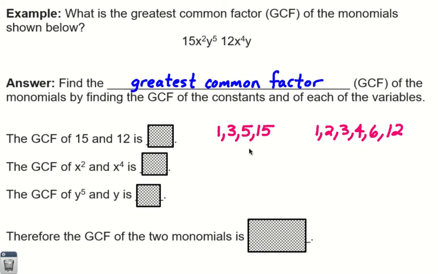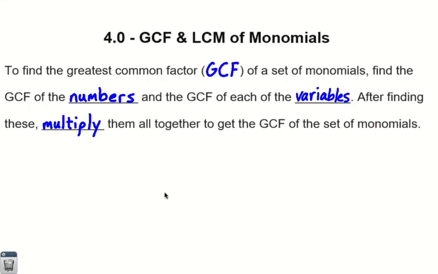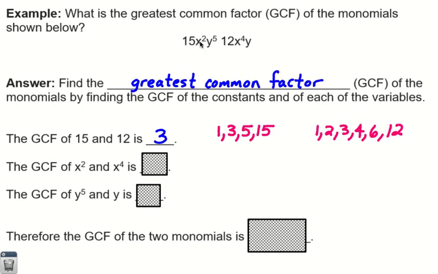If you compare these two lists, the greatest common factor, the biggest one that they both have, is really just 3. 15 and 12 both have a factor of 3, and it's the greatest one they both have. So that's the first part we have to do. Back here it said, find the GCF of the numbers, then find the GCF of each of the variables. So now we move on to the x's.